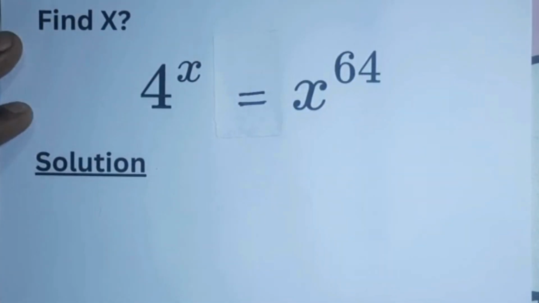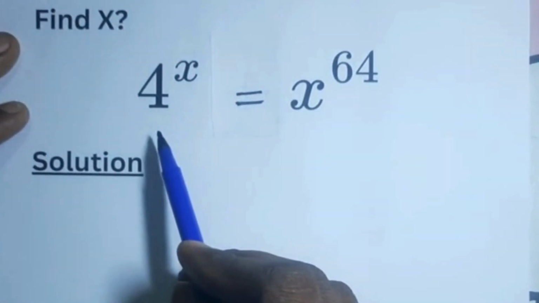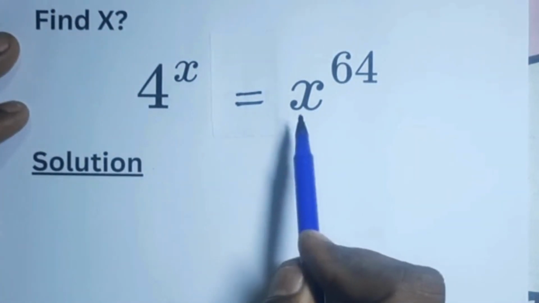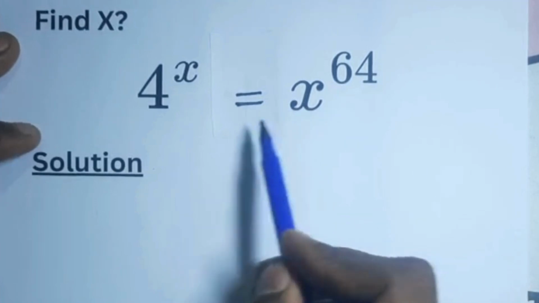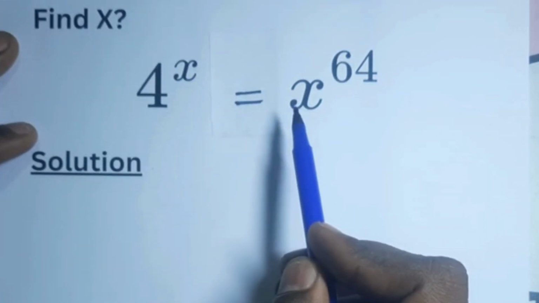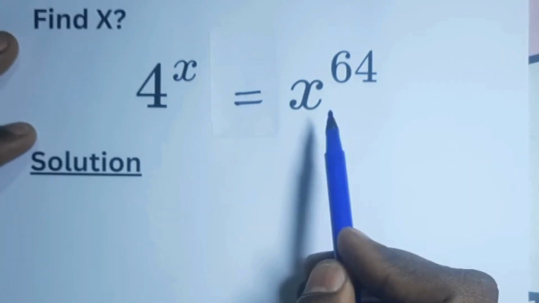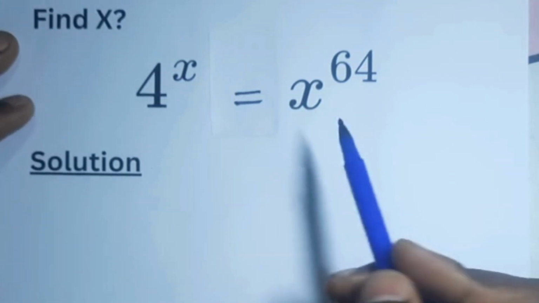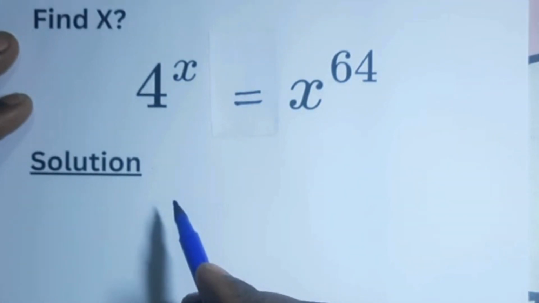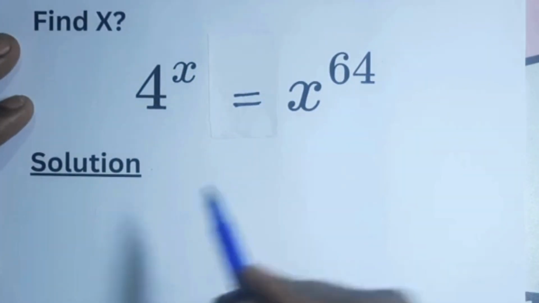Today we are going to discuss this equation, 4 power x equal to x power 64. From this equation we are going to find x. Also we are going to verify that x value in this equation, whether it is correct or not. This is going to be a very simple but very tricky question which is asked in Olympiad. Let's get into the solution now.